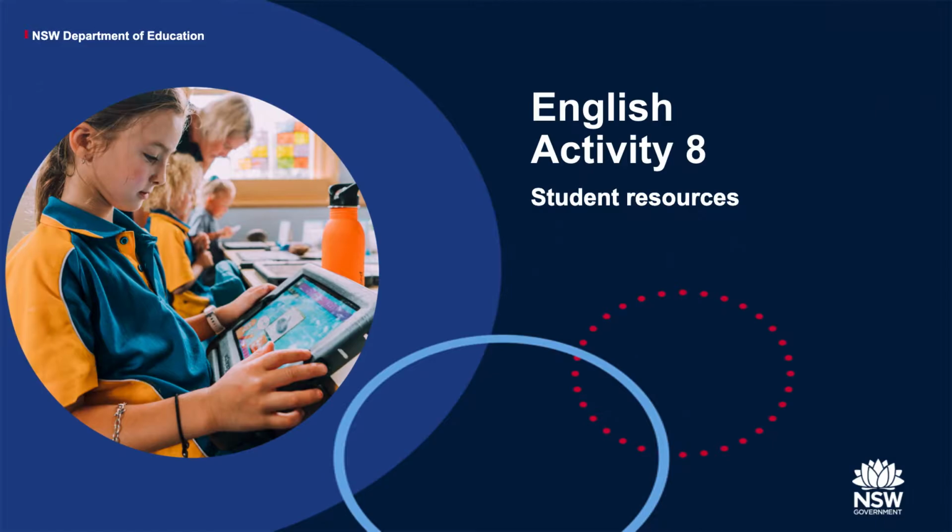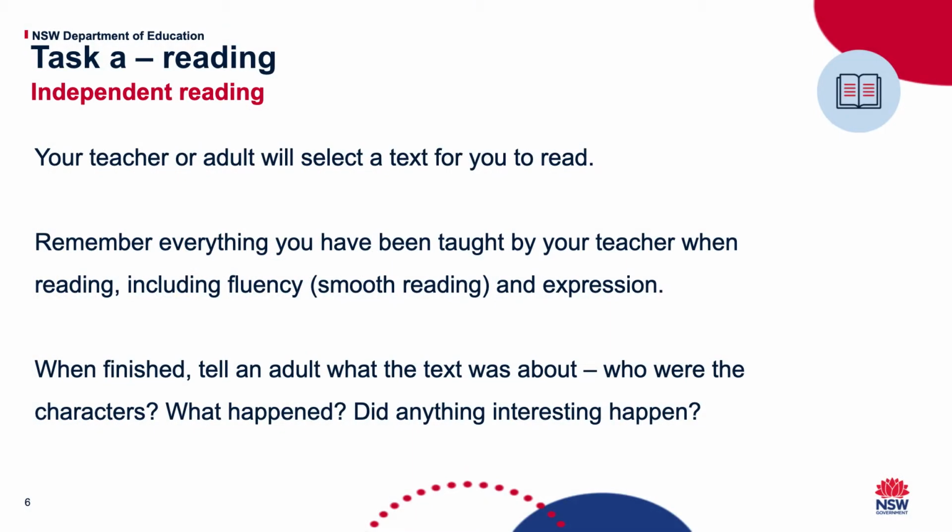English activity 8, student resources. So this is one that we've been doing every day this week. Read a book, and then you need to read a book using all the strategies that you've learned in class, fluency and expression, and all of those things, and then you need to discuss what happens in that book. You've done that every day this week, so you should be fairly good at it.